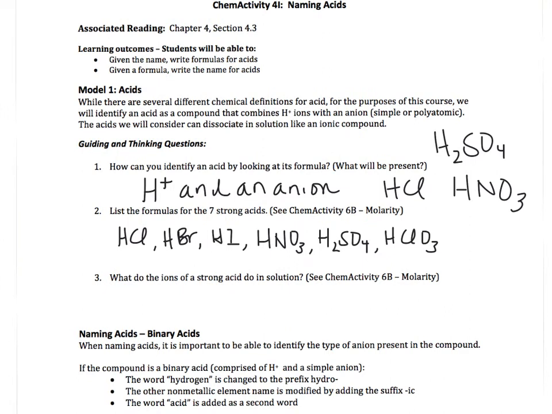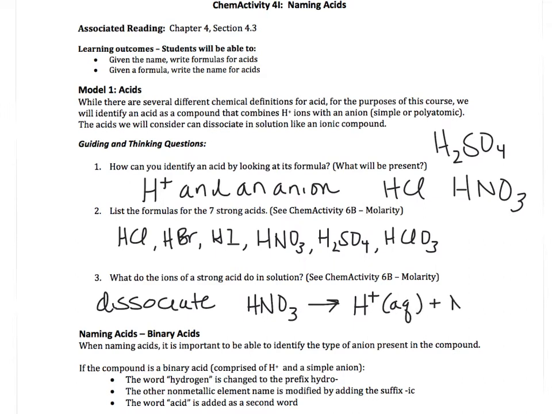And just to be complete, let's ask, what do the ions of a strong acid do in solution? Well, they dissociate. So for example, if we have something like HNO3, they are going to dissociate in solution into H+ aqueous plus NO3- aqueous. So here's another example of where you need to be able to look at something, pull out the polyatomic ion, and know what its formula and its charge are.